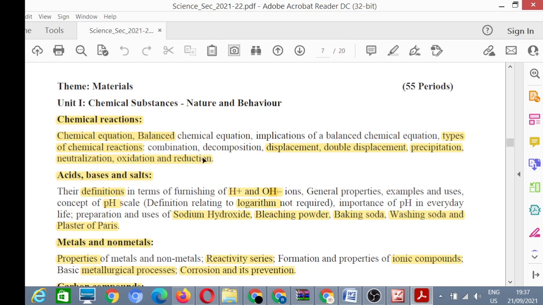Reactions can be of the form combination. For example, I have given you an example of a combination type of reaction. Then decomposition type, then displacement type, double displacement type. Oxidation type: oxidation means you are adding oxygen. Then reduction type, you are removing oxygen. So these are different types of reactions. Now the next chapter is acids, bases and salts.